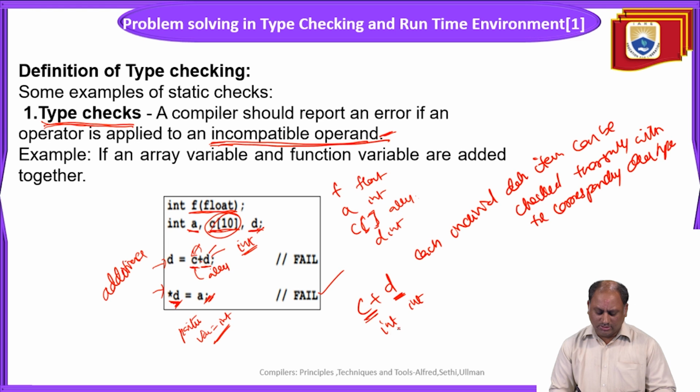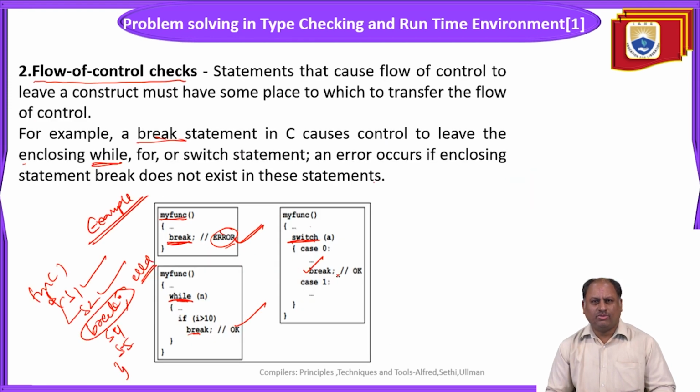Suppose it is different, if it is a pointer type and an integer type, these two are incompatible. So in the process of compilation, it strictly verifies whether both are compatible or not. If any incompatibility occurs, it reports failure of the operation. And flow control checks are also verified: where the break statement is encountered inside a while statement or switch statement, it is allowed. In case of a function, it is not allowed.